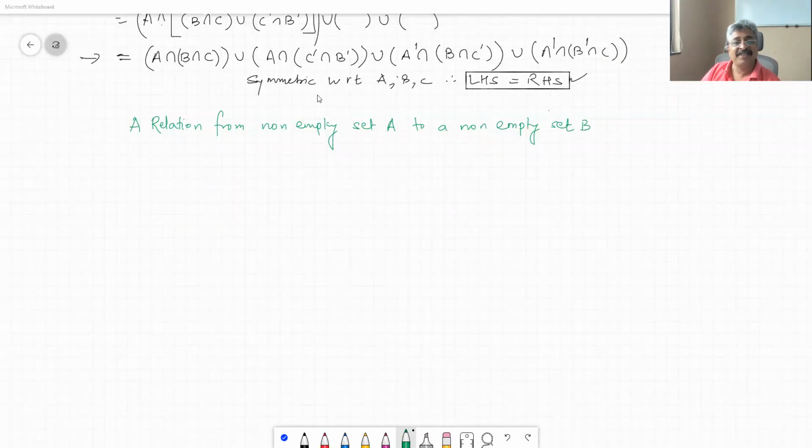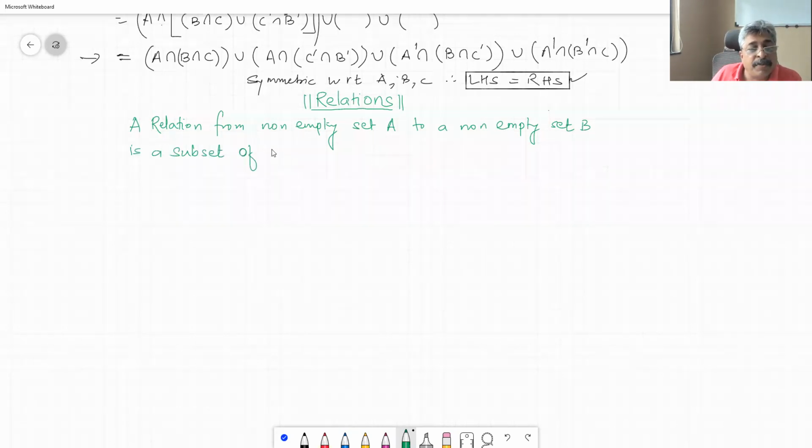Okay, and let us begin with relations. Definition: a relation from a non-empty set A to a non-empty set B is a subset of product A cross B. Now, writing the definition is one part, understanding the definition is another part. Suppose A is A, B, C.